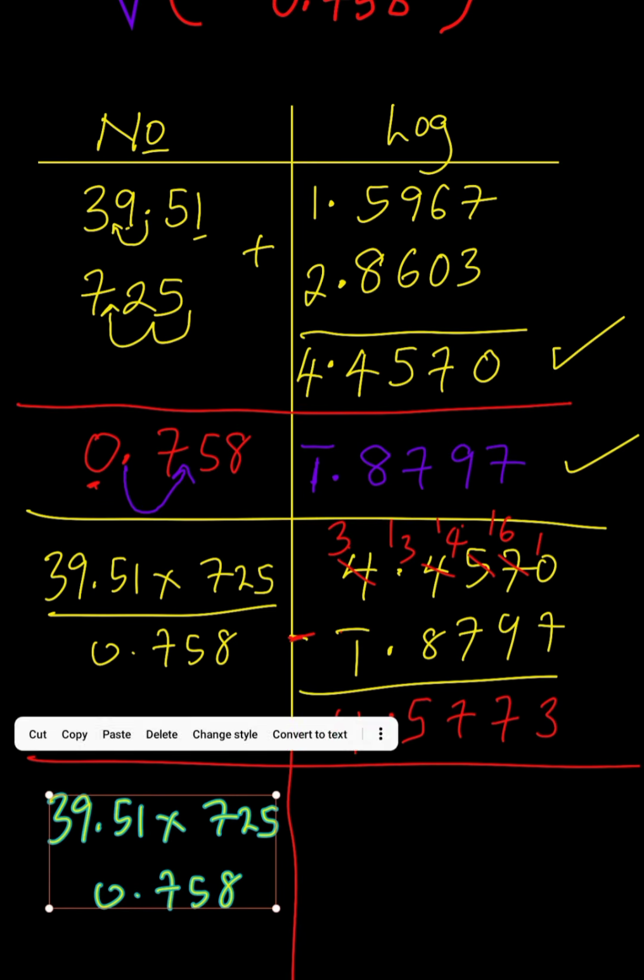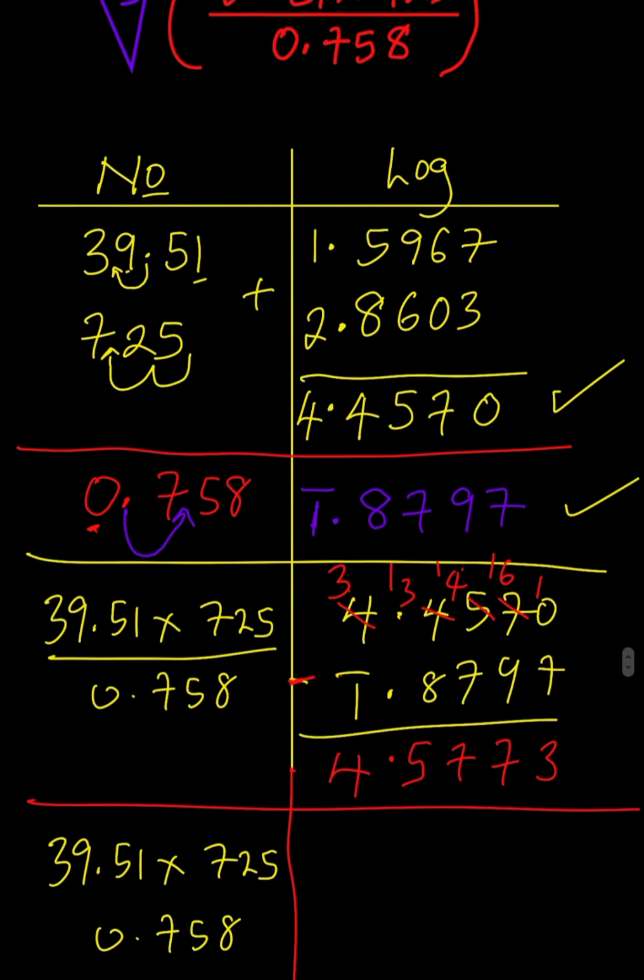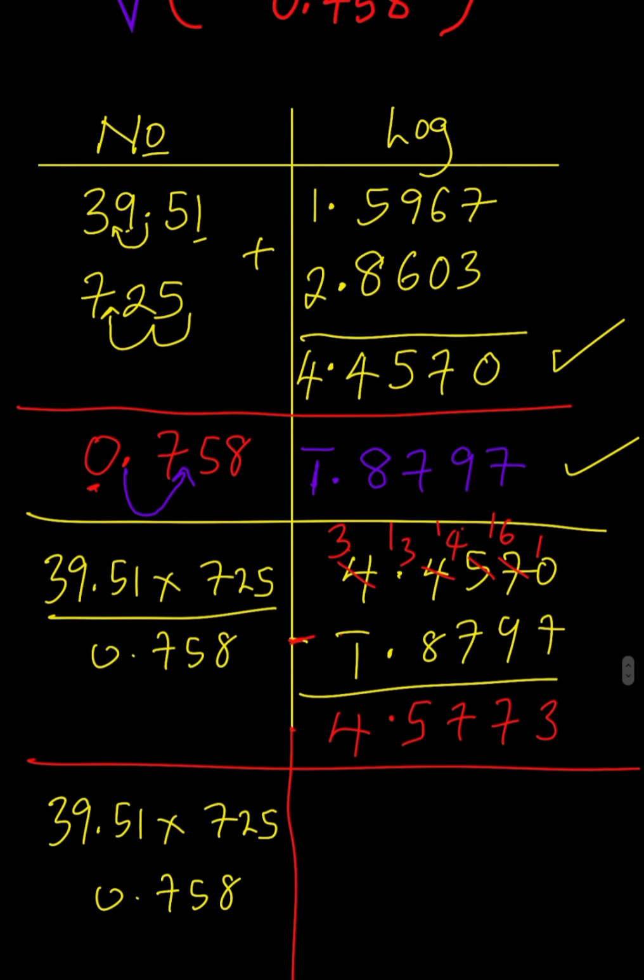This is the problem we're having, but it has a cube root. So we have to put the cube root there. This is over. You have over cube root of this number. This is what we have. So cube root means you are dividing the answer by 3.